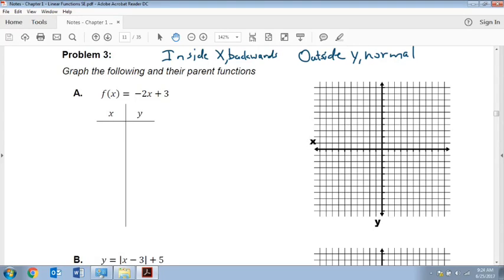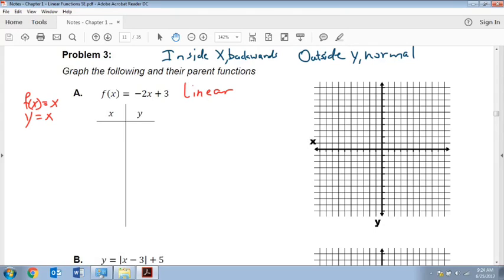So here we go. This one, graph the following and their parent functions. So letter A. This one has no squared, no absolute value bars, anything along those lines, so this is actually linear. So let's graph a linear real quick. I've got y equals x, or f of x equals x, is the way they've been writing it.